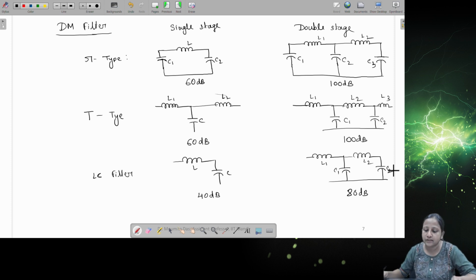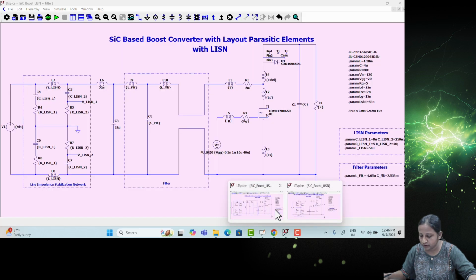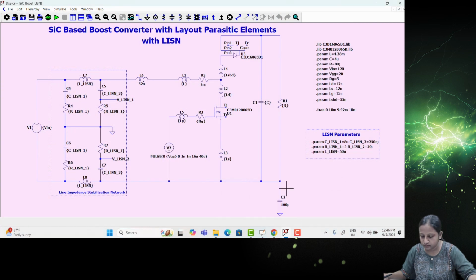Okay, so let's open the simulation with filter part. Without filter you have already seen. So this is without filter. You can see this is having the normal LISN and all the parasitic components which are required, that is presented here. Now we will run this simulation and keep it so that we can compare with the filter part. Okay.